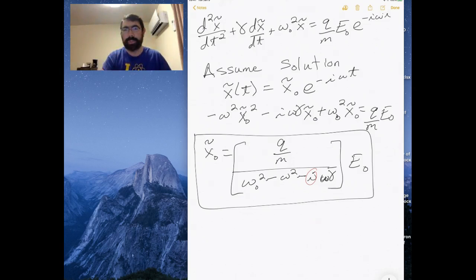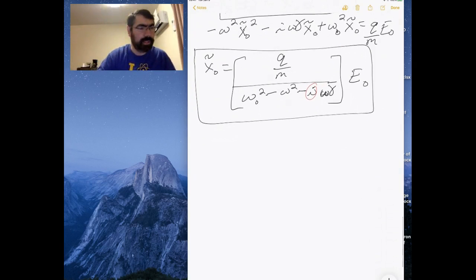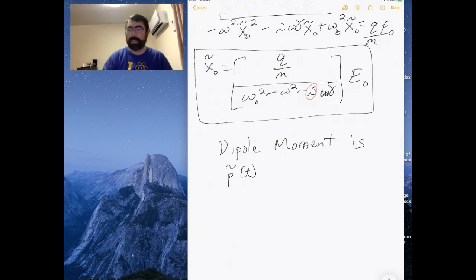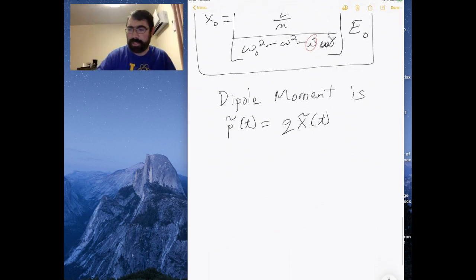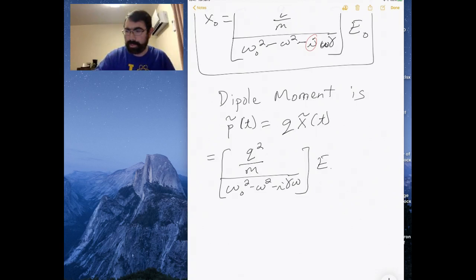So here we came up with the amplitude of the displacement. It's a complex number, where here is the form of it right here, and this is the amplitude. So what we can do next is say that the dipole moment is this complex vector. So the dipole moment with respect to time is the charge times the distance, which we can now rewrite as q squared over m divided by all of this frequency stuff times the electric field e to the minus i omega t.